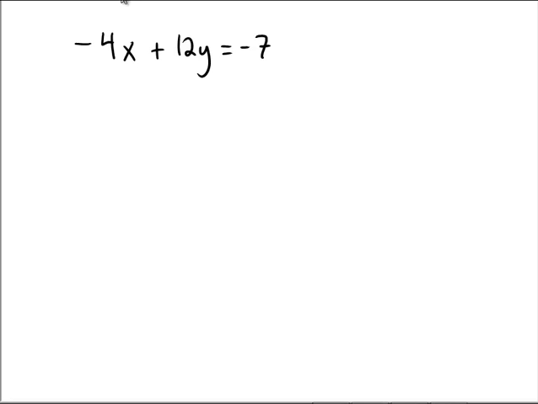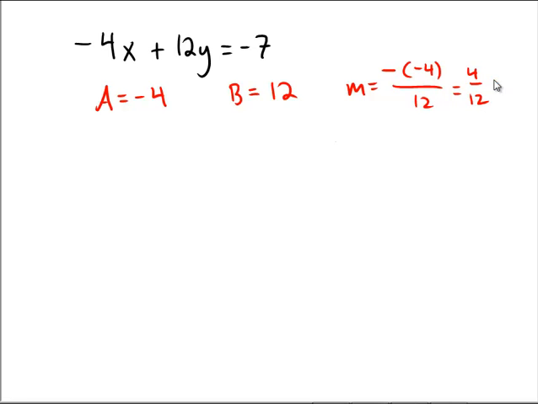So assuming you paused the video and tried this on your own, what's the a? Well, a is the coefficient of the x, which in this case is negative 4. What's the b? The b is the coefficient of the y, the number in front of the y, which is 12. So that means that our slope is going to be equal to the opposite of the a value over the b value, which would be negative negative 4 over 12, also known as 1/3.